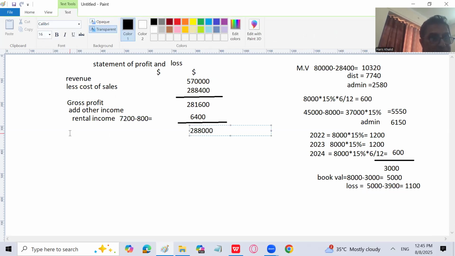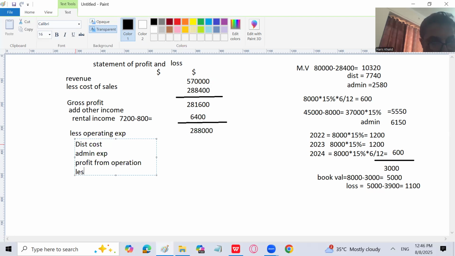Now I'm going to write less operating expenses, which includes the distribution cost and which includes the admin expenses. And then we will be having the profit from operations. And then I have to subtract finance cost from this. Then I will get the profit before taxation, the profit before tax. Then I will subtract less taxation, whatever the tax is given, and I'm going to get the profit after tax.